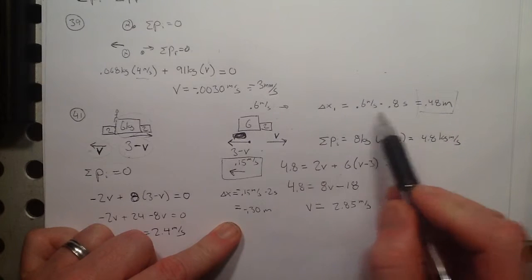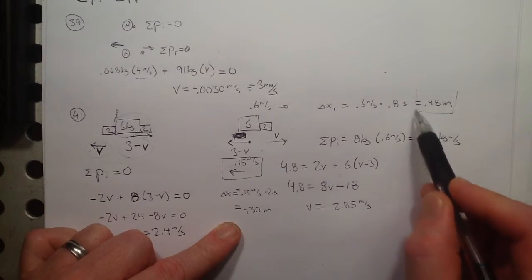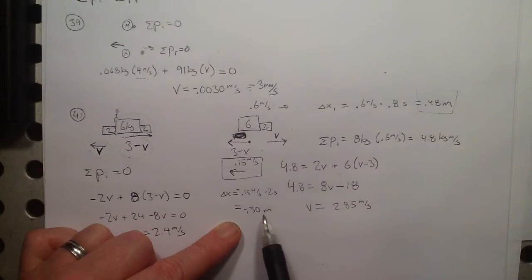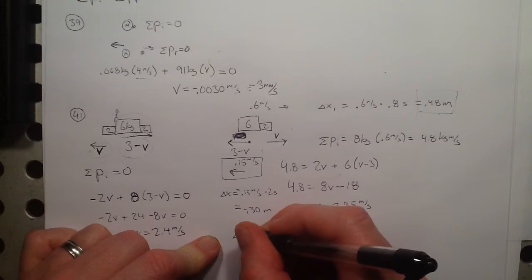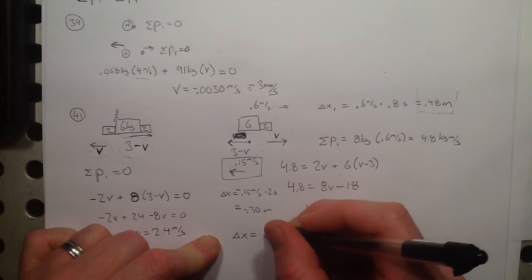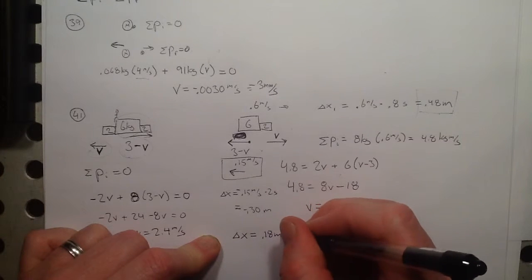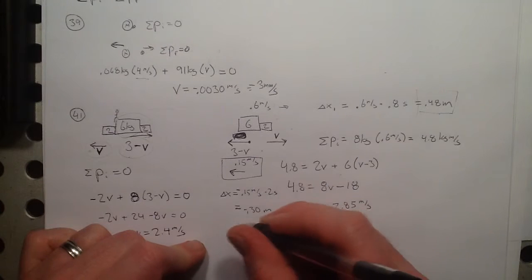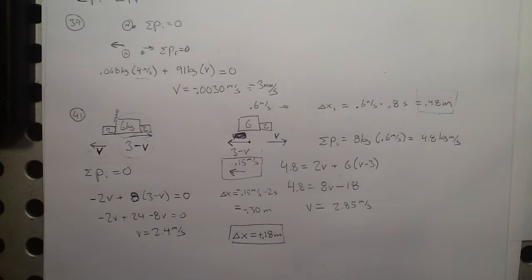So after the first explosion, in that 0.8 seconds, it went this far in the positive direction, and then for the next 2 seconds, it went this far in the negative direction. So the total displacement is 0.18 meters in the positive direction, or 18 centimeters.